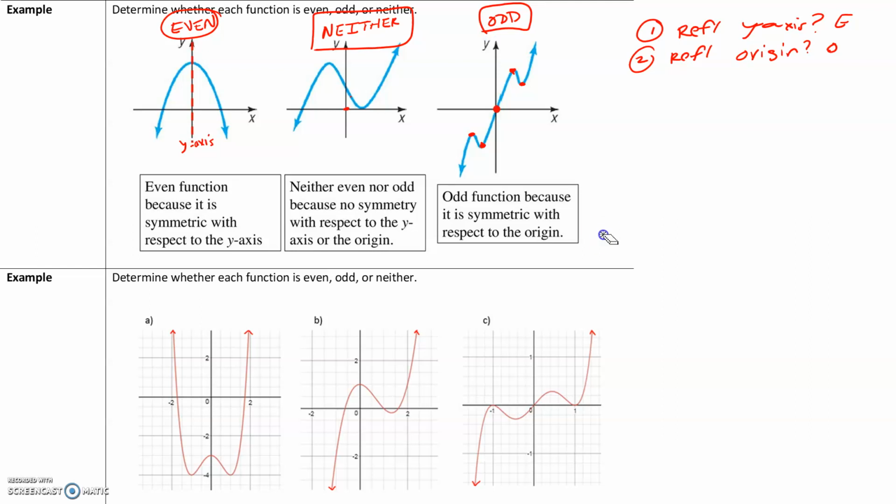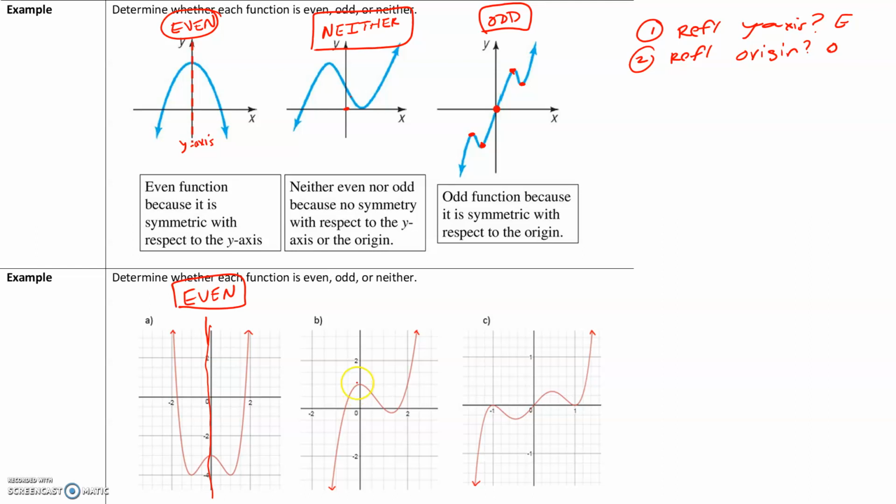Okay, so always check, is it symmetric about the y-axis? Then it's even. Is it reflected about the origin? Then it's an odd function. Let's take a look at part A. We've got to check if these are even, odd, or neither. So here, this is the y-axis, and we do have a mirror image on both sides of it. The same image is reflected about the y-axis, which means this is going to be an even function.